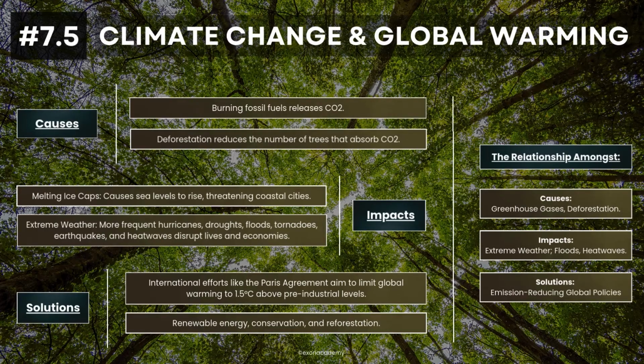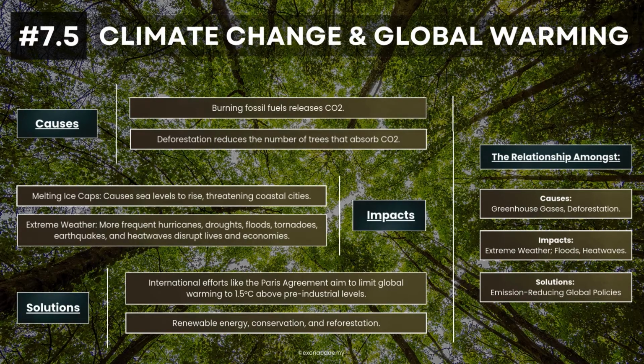Chapter number 7.5, Global Warming and Climate Change. Global warming driven by increased greenhouse gas emissions has far-reaching impacts. Burning fossil fuels releases CO2. Deforestation reduces the number of trees that absorb CO2, which are major causes of global warming. Its impacts are melting ice caps and extreme weather. Melting ice caps cause sea levels to rise, threatening coastal cities.